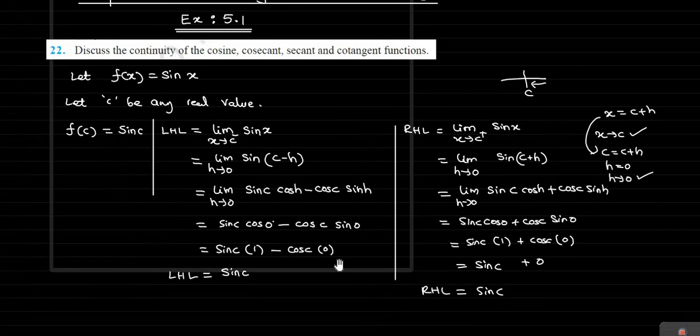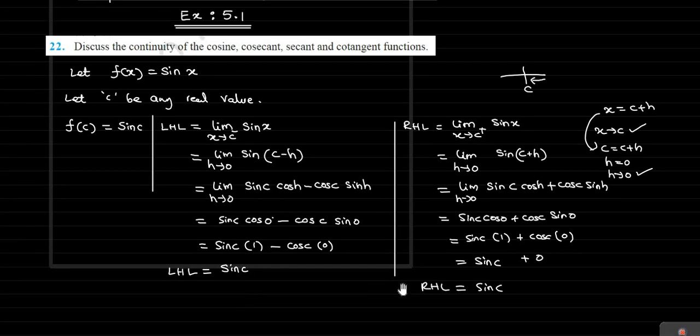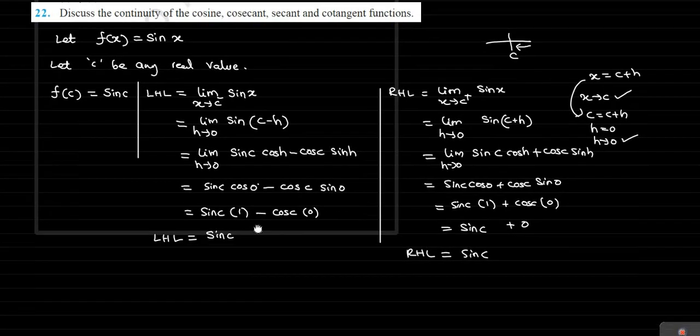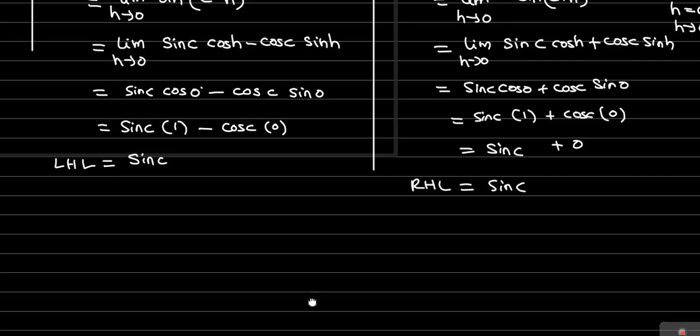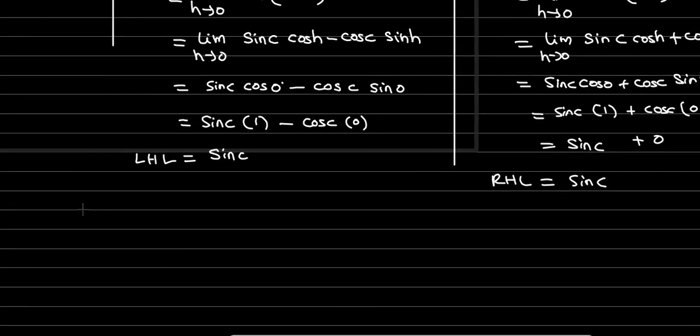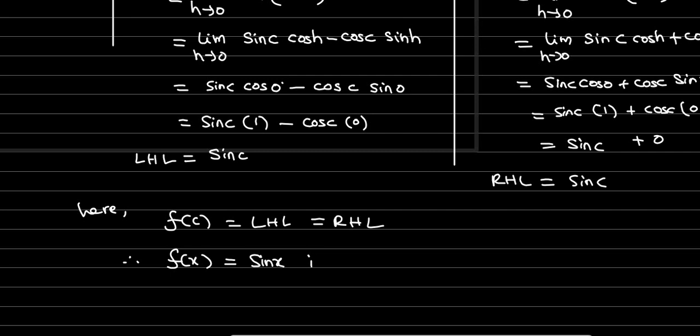Now here you can notice that the f of c value, left hand limit and right hand limit all coincide. From this we can say the sine function is continuous. So f of c value, left hand limit and right hand limit coincide, and we can say that f of x equal to sin x is continuous.